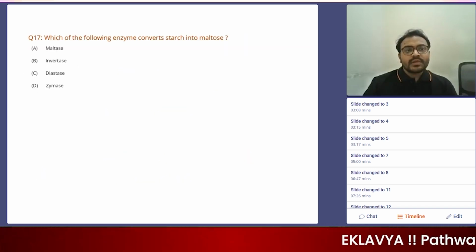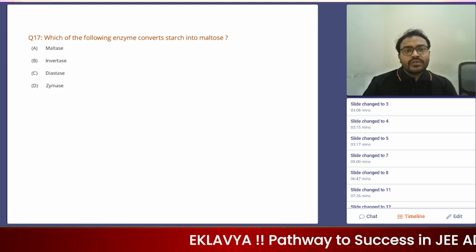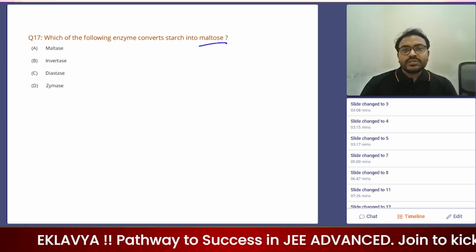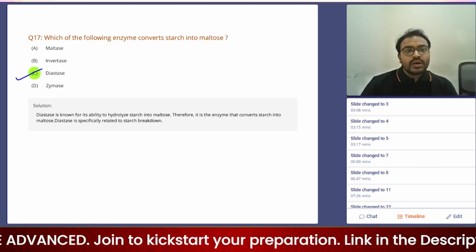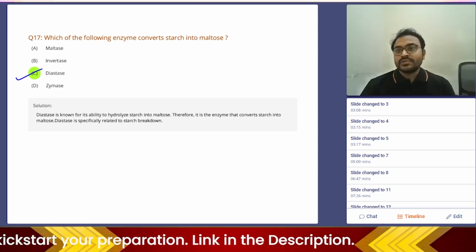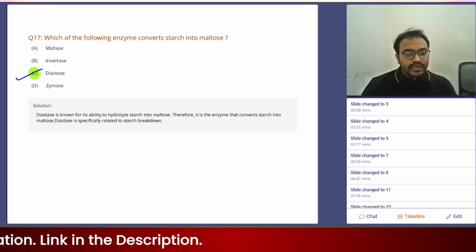Right? Now next question, which of the following enzyme converts starch into maltose? So starch can be converted into maltose by diastase enzyme. So that is a theoretical question. Directly we can remember.